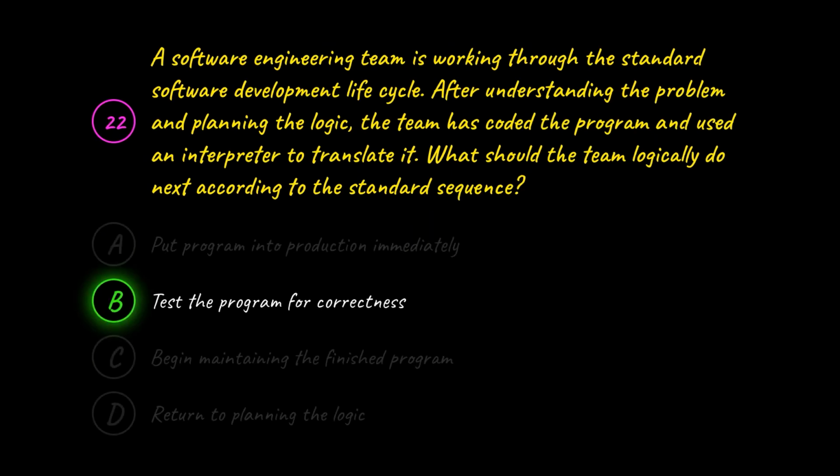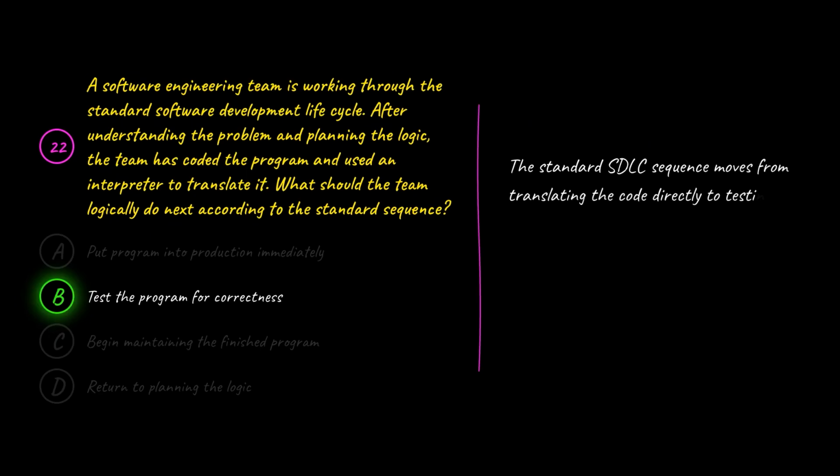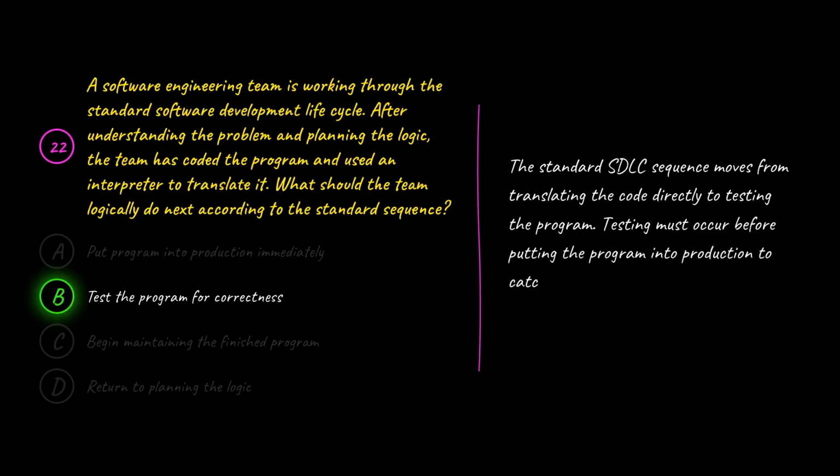The correct answer is B. Test the program for correctness. B is correct because the standard SDLC sequence moves from translating the code directly to testing the program. Testing must occur before putting the program into production to catch any logic errors or functional defects first.